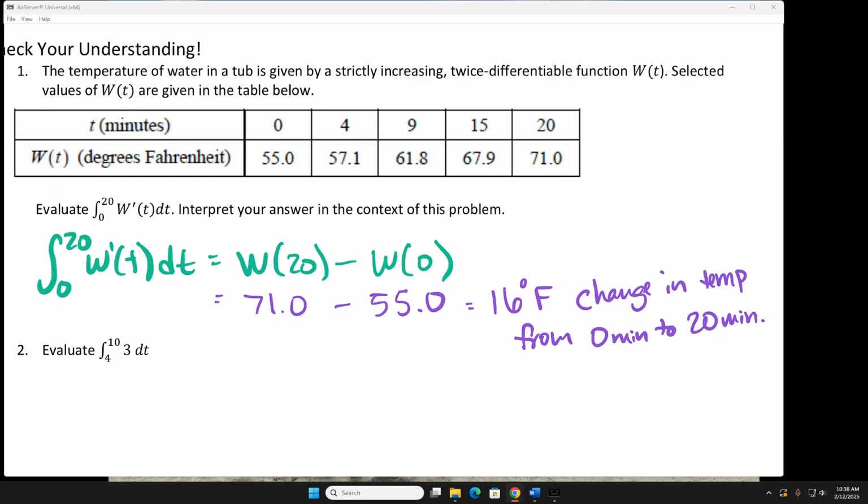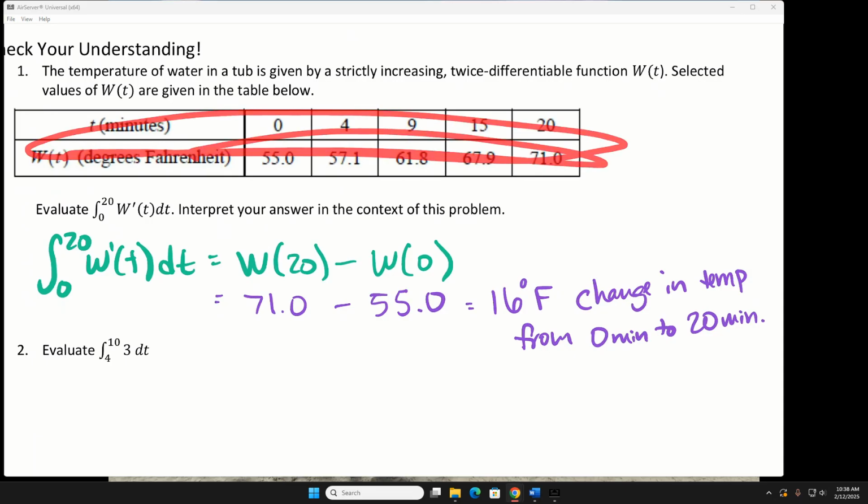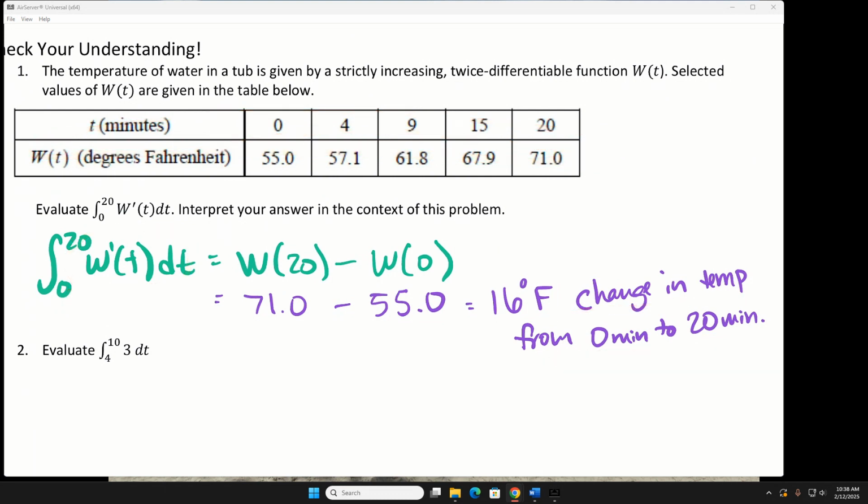And if we think back to what we did when we were accumulating snow and accumulating oil and all that, it's the same thing we just found. So if we didn't even see this, and this was the rate at which the temperature of the water is changing, and we find the integral from 0 to 20, that was the change in temperature from 0 to 20 minutes. We can think about this lots and lots of different ways.